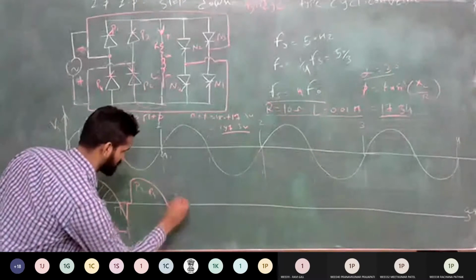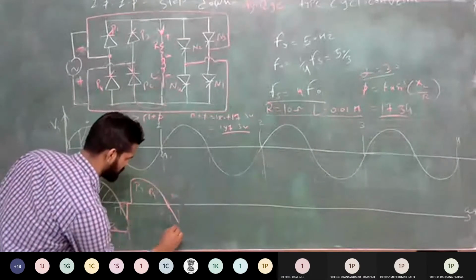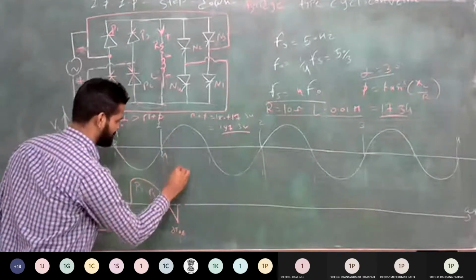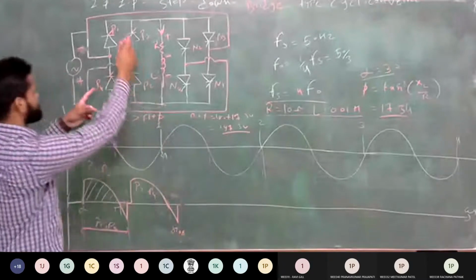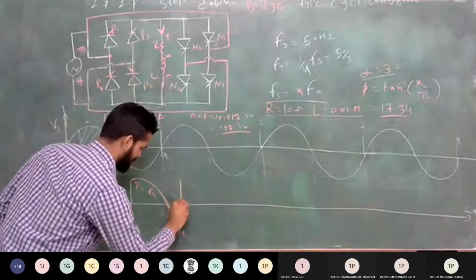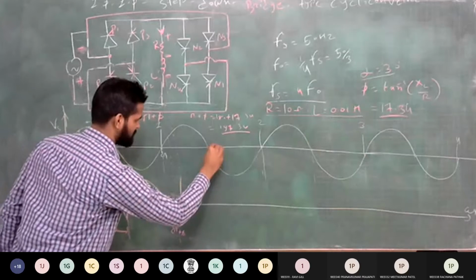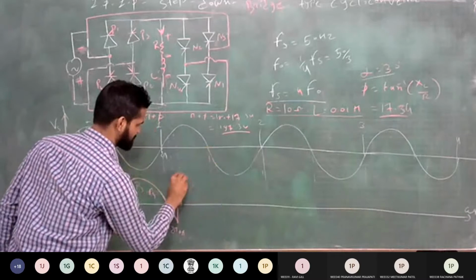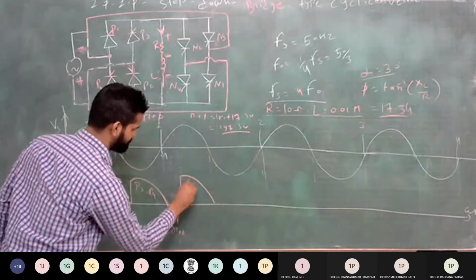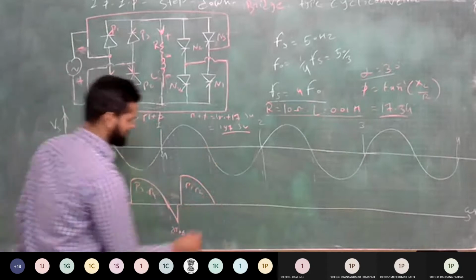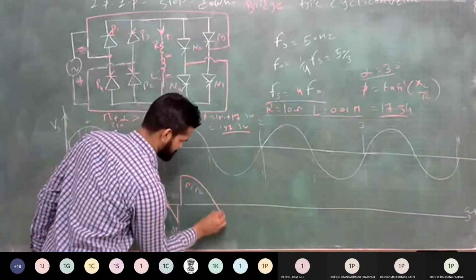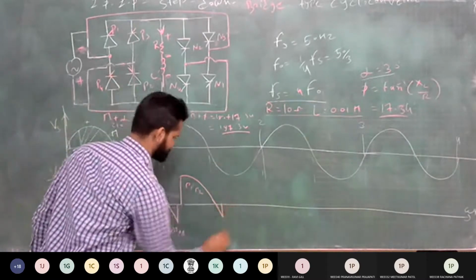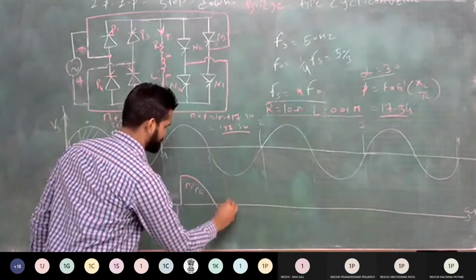So P3, P4 is conducting up to 2 pi plus phi. Here, 2 pi plus phi, and after that it becomes 0. And at 2 pi plus alpha, you again require the positive voltage, so again turn on P1 and P2. Clear? So from 2 pi plus alpha to 3 pi plus phi, you get the output voltage because of conduction of P1, P2. Here P1, P2 give positive voltage, but after that you get the negative voltage, like this one. Clear? And then it becomes 0 at 3 pi plus alpha.